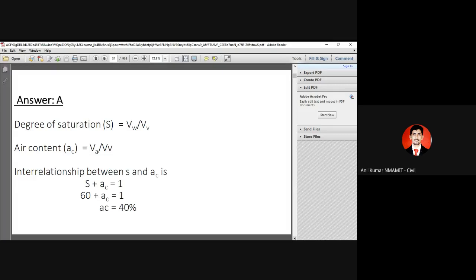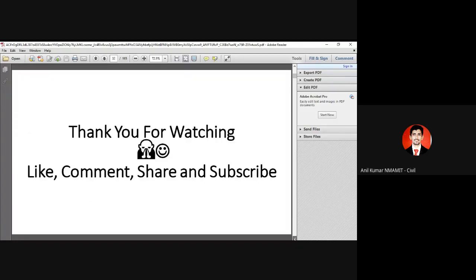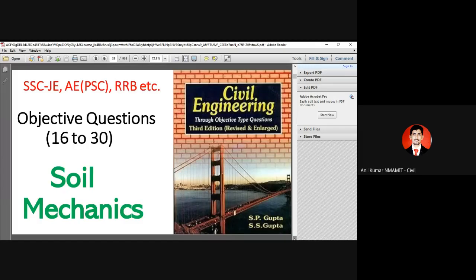If you don't have it, you can just note it down. The problem I have not done in your class also. So you can have a relationship here: S plus AC is equal to 1. That is a general equation for the soil sample. S is 60%, and 1 indicates a fully saturated soil sample. So it is 1 into 100 minus 60, which is equal to 40%. That is what we have. Okay, fine. We'll go on with the next one.